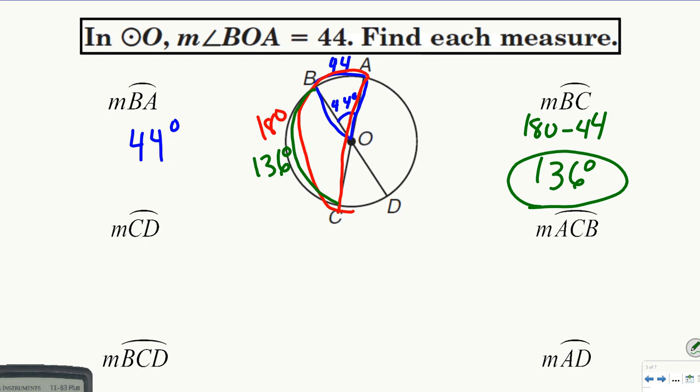Okay, now what about CD? So CD is this one here. So there's a couple different ways we can do it. We can recognize that BD is, in fact, a diameter. So BD, B through C to D is a semicircle, so we can do 180 minus 136. Or we can recognize, hey, if this angle is 44, this angle here is 44 because those are vertical angles. So notice we have vertical angles. And this is still a central angle. So if that's 44, this arc here is also 44 degrees.